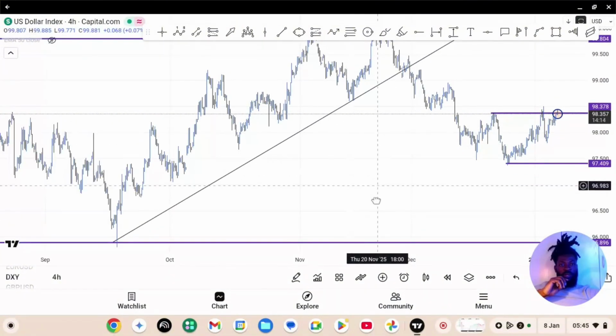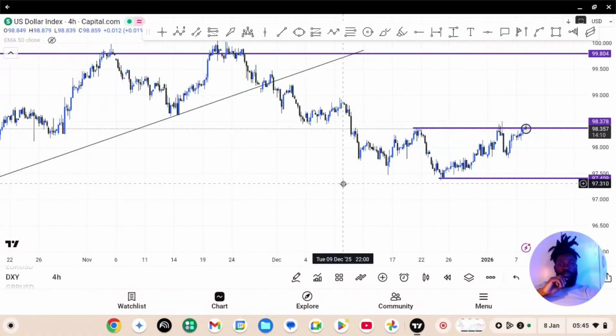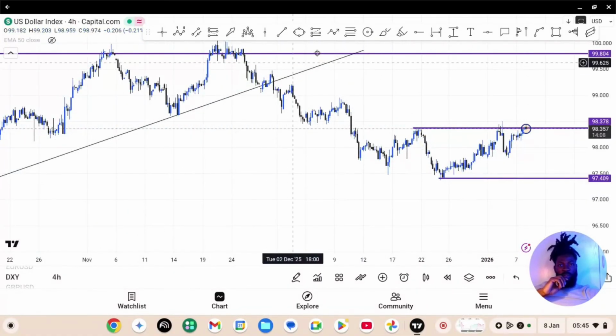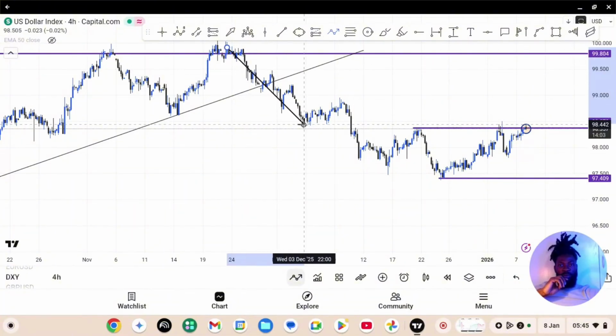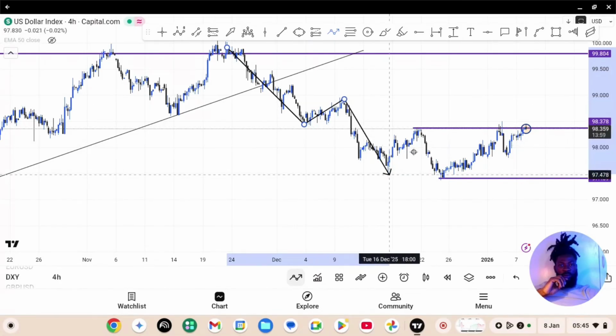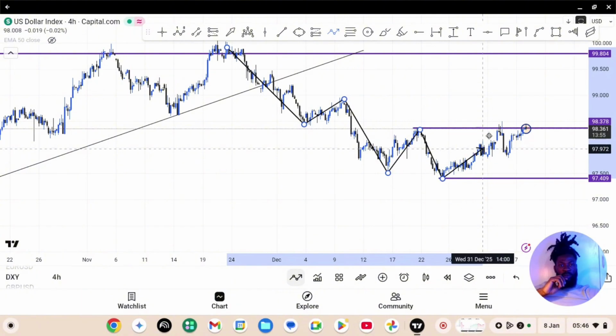Mainly looking at this chart, you will know the bias of this market is a downtrend, because we are having a series of lower low, lower high, lower low, lower high, and we are having a high bouncing on this high here.